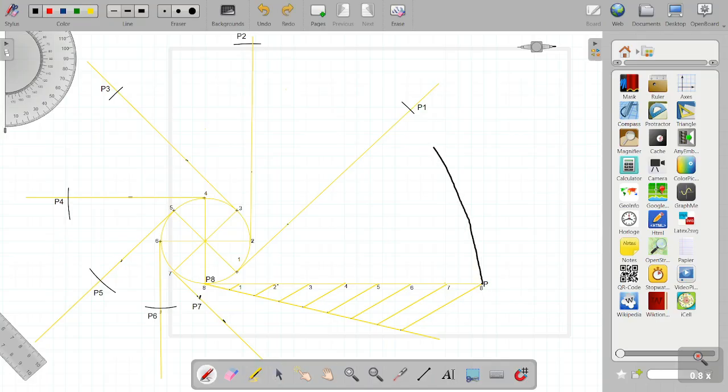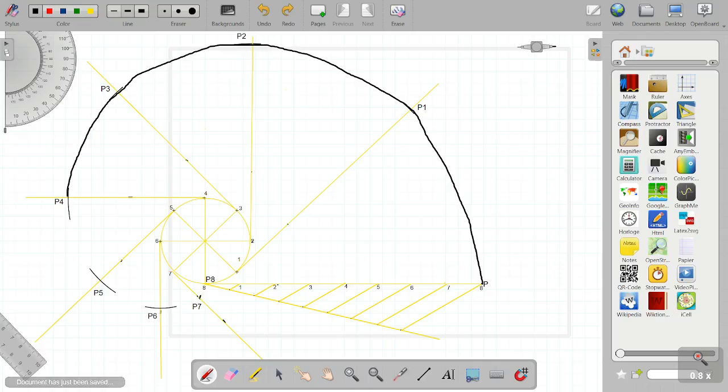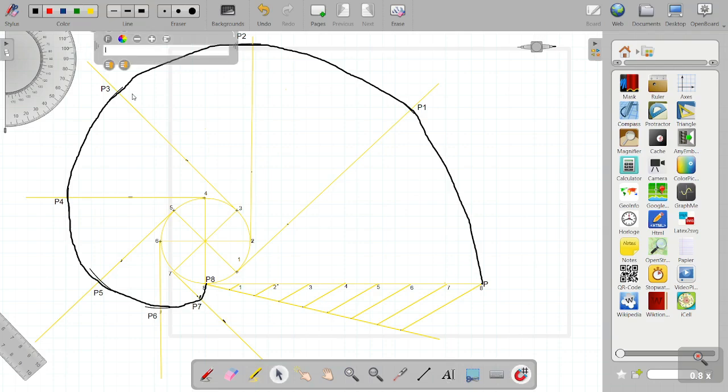So starting with P1, then P2, P3, P4, P5, P6, P7, and then finally terminate at point 8. So this curve, which we have drawn just now, tracing this point P, is nothing but the involute. So it was asked in the question to name the curve. So I will name the curve as involute.